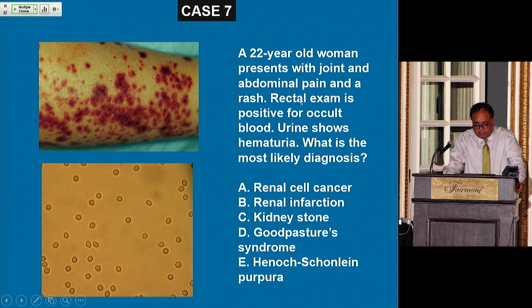Case 7, this is a 22-year-old woman with joint and abdominal pains and a rash, rectal exam positive for occult blood, urine shows hematuria. What's the likely diagnosis, A through E?